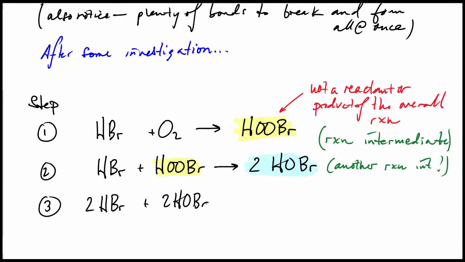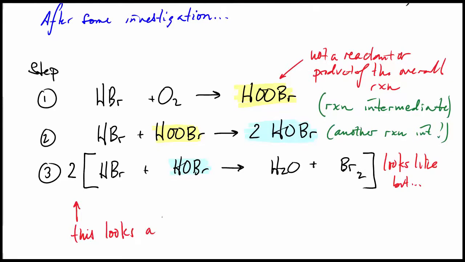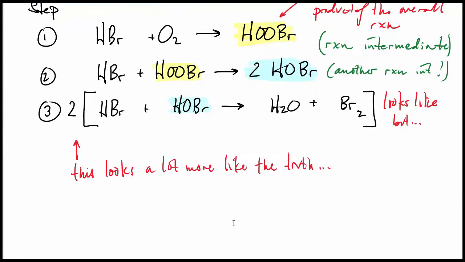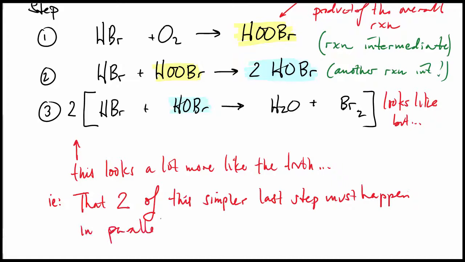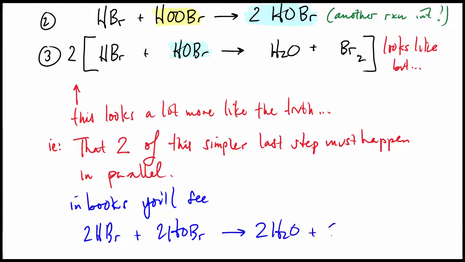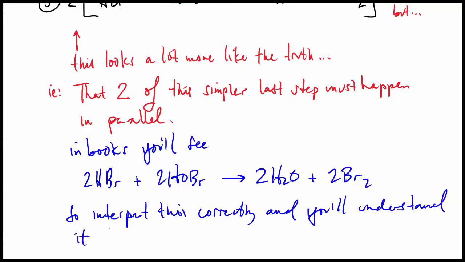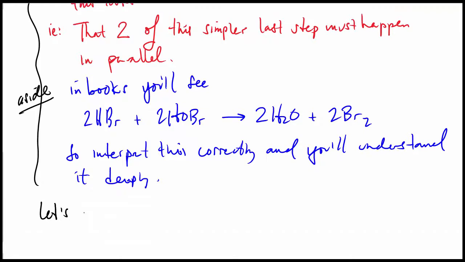In the third step, two more hydrobromic acid molecules will react with those two Hobers that we had as products of the second reaction, producing two water molecules and two bromine gas molecules. This looks pretty good, except if you notice, it's really two of these last reactions, isn't it? It's kind of worth thinking about. This looks a lot closer to the truth, that there would be two of this last final reaction happening in parallel. Just think about it. Each one of those Hobers has got to react with a hydrobromic acid to make one water molecule and one bromine gas molecule. Although in books you'll see the twos in front of every one of these species in the reaction, to interpret it correctly, you'll really just think about having those square brackets there. You'll understand it much more deeply.